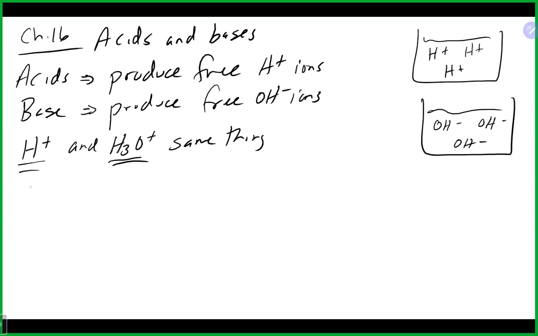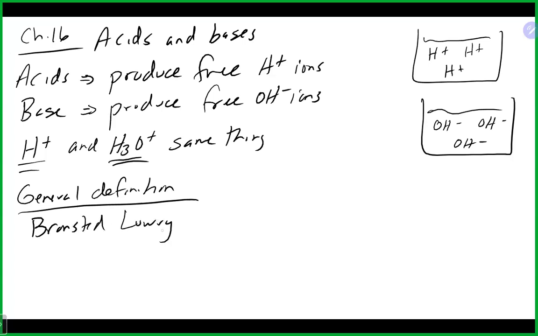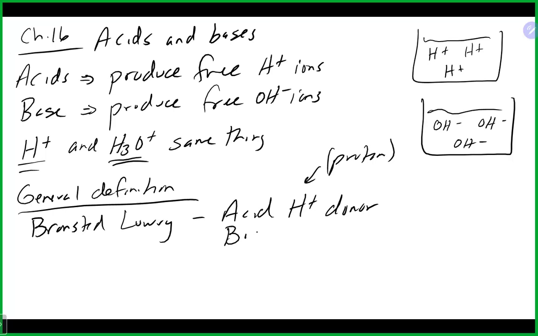And a more general definition that is also very commonly used of acids and bases is the Bronsted-Lowry definition. And the Bronsted-Lowry definition is an acid is a proton donor. And remember that H plus is also sometimes referred to as a proton in acid-base chemistry. And a base is a proton acceptor. And that again is going to be something that gains an H plus in our acid-base chemistry.